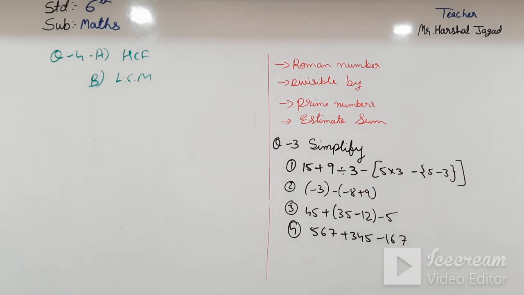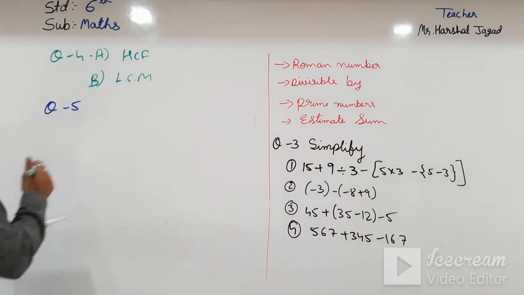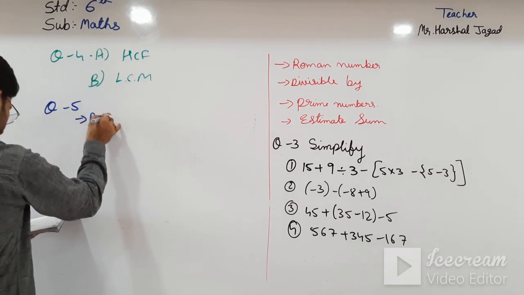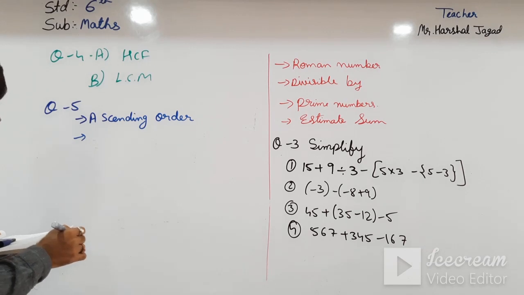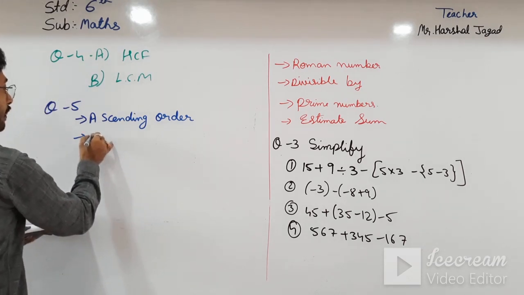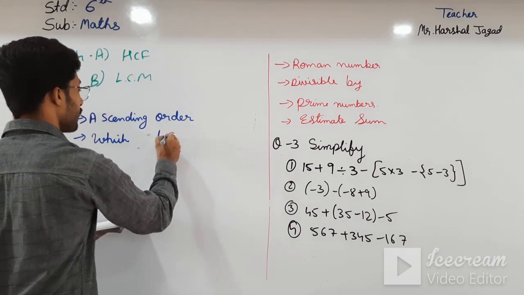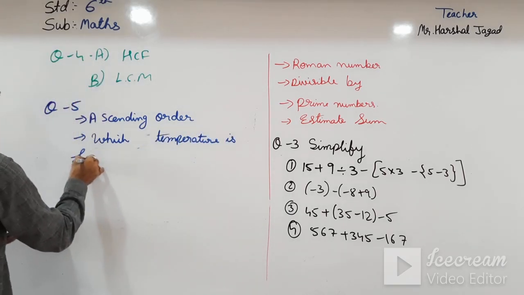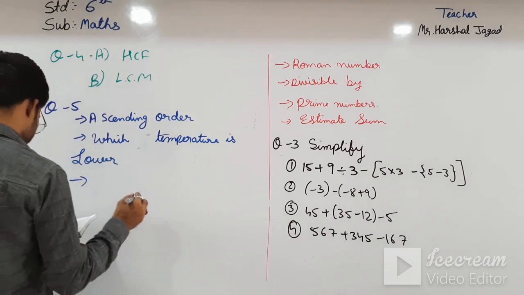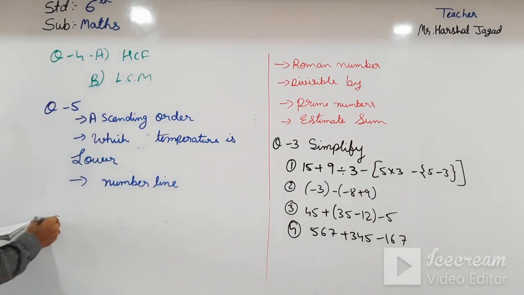You know there is a method that is coming, and question 5, that is do as directed. In that also, numbers are given and you have to arrange them in ascending order. And another will be which temperature is lowest or lower. Another can be asked, that is representation on number line.